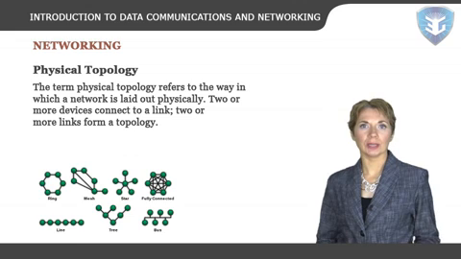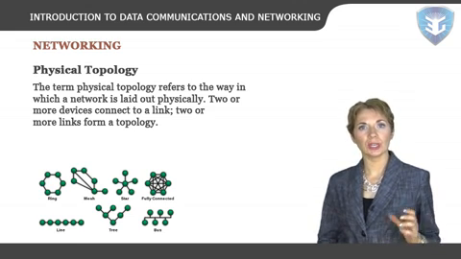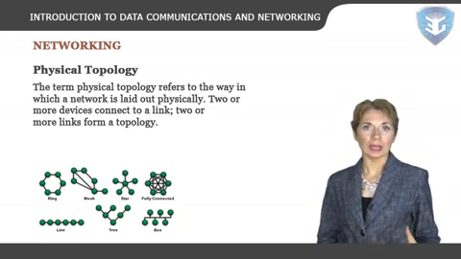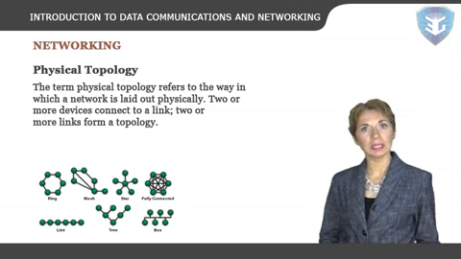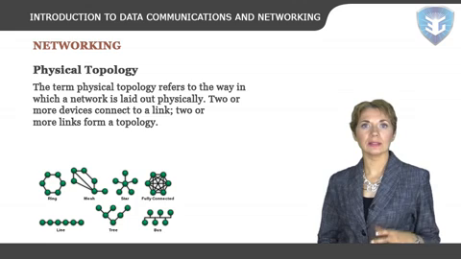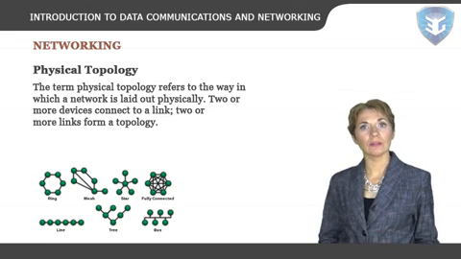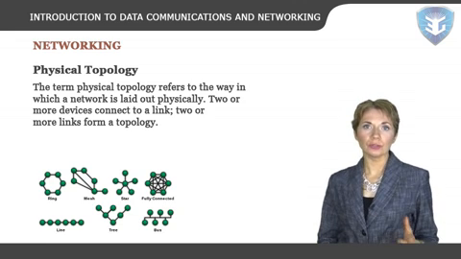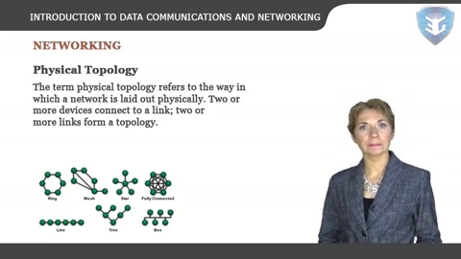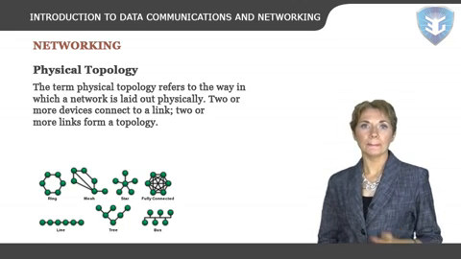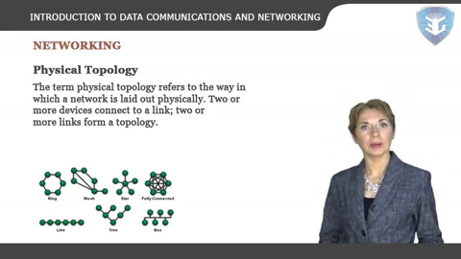Physical topology. The term physical topology refers to the way in which a network is laid out physically. Two or more devices connect to a link. Two or more links form a topology. The topology of a network is the geometric representation of the relationship of all the links and linking devices, usually called nodes, to one another. There are 4 basic topologies possible: mesh, star, bus, and ring.